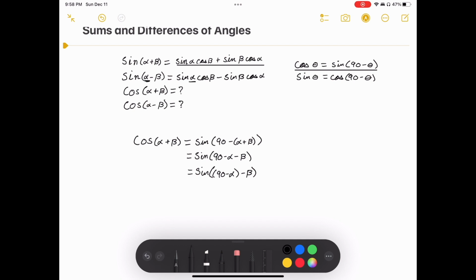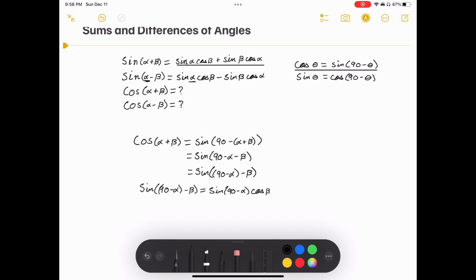So the sine of 90 minus alpha minus beta is equal to the sine, and here we're going to plug in our 90 minus alpha in place of our regular alpha. So sine of 90 minus alpha, cosine beta, minus the sine of beta, cosine 90 minus alpha.